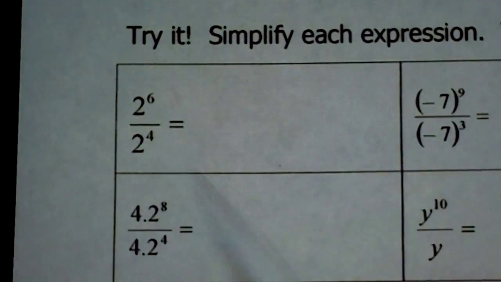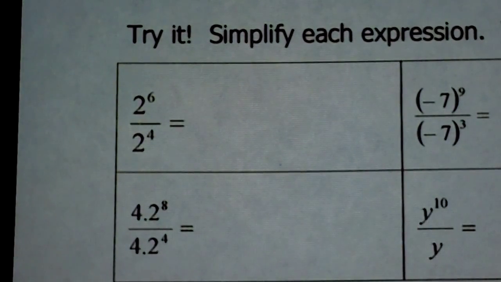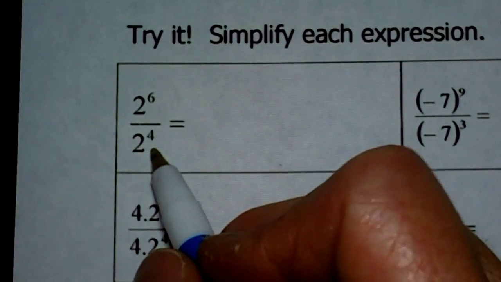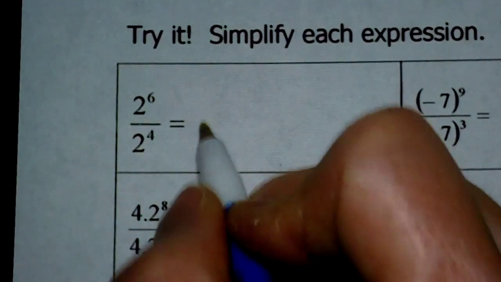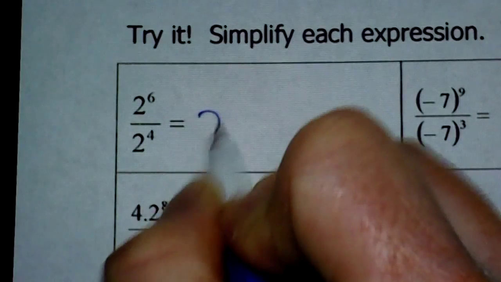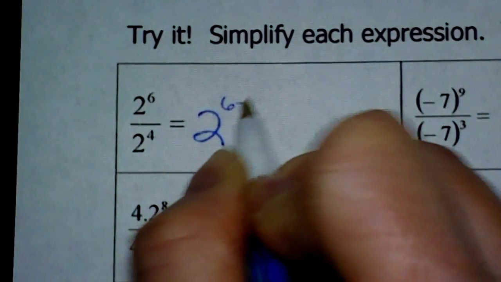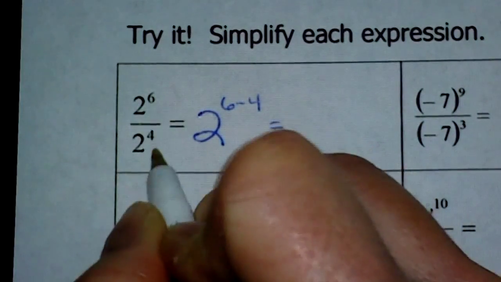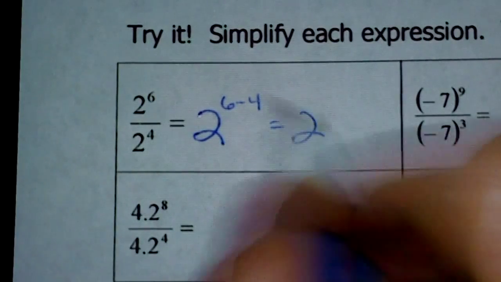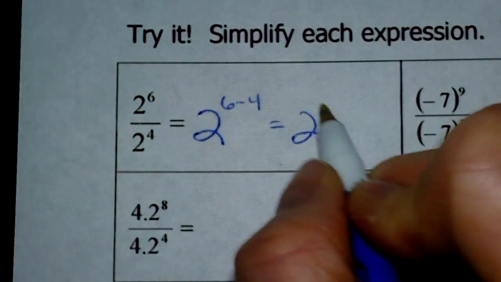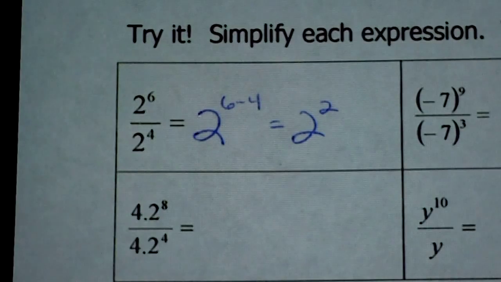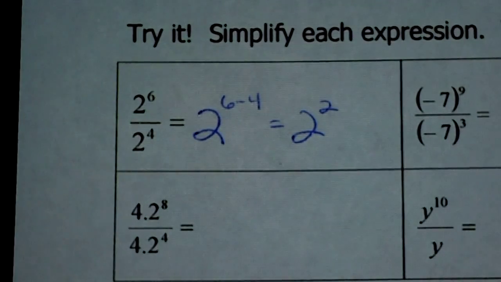So I see I have the same base. It's being divided. So 2 to the 6th power divided by 2 to the 4th power. And yes, for the first one, I do want you to write this. We're going to bring over the base, and we're going to subtract our exponents, top down. So 2 to the 6 minus 4 is 2. So 2 to the 6th divided by 2 to the 4th is equivalent to 2 squared. It's really that easy. Crazy, I know. Go ahead and circle that.